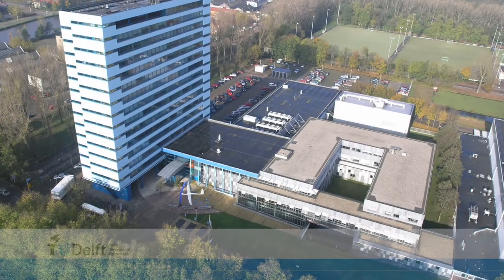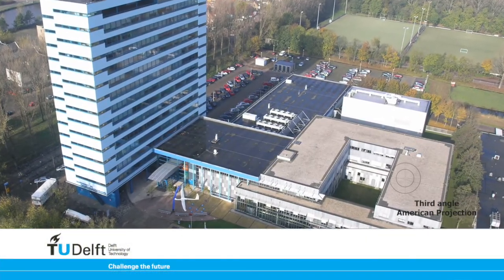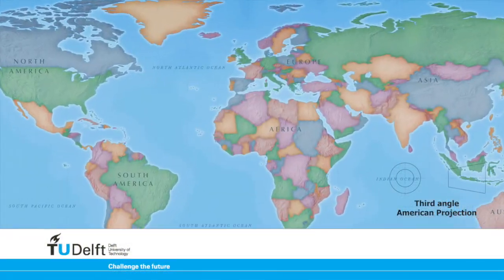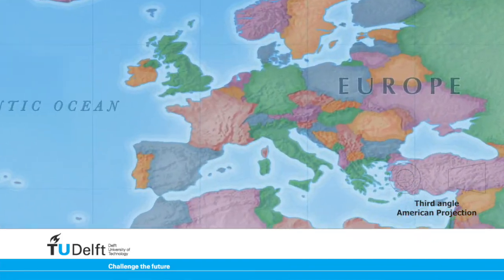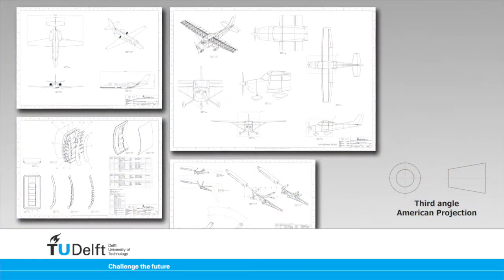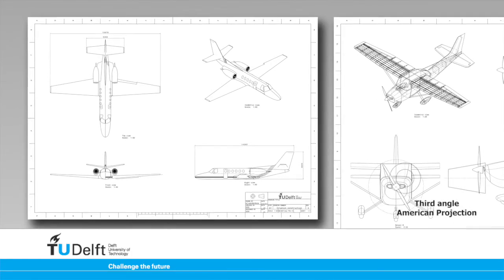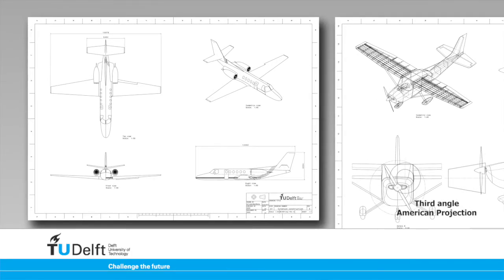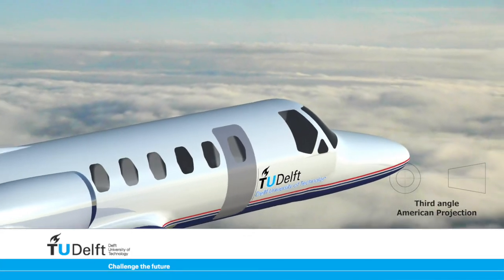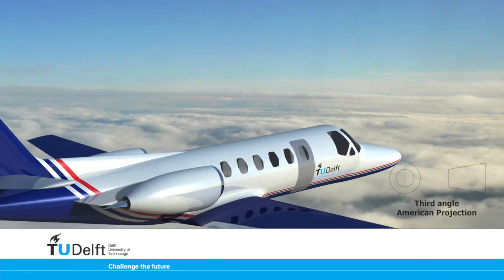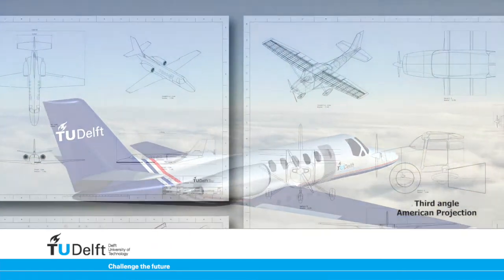At the Faculty of Aerospace Engineering, the American projection method is used. Yes, the Netherlands are in Europe. Nevertheless, the American projection method is the most commonly used method in the Netherlands. Always use the American projection method when you have to produce 2D drawings during your career as an aerospace student.